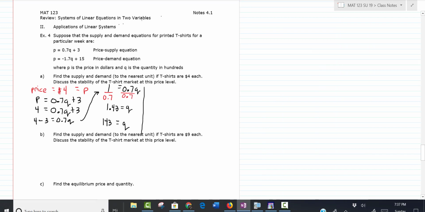All right, and then we just do the second thing, which is the second equation, P is negative 1.7 Q plus 15. Again, we want to plug in the 4. The price was given as 4. So we'll have 4 equals negative 1.7 Q plus 15. Move the 15, so you get 4 minus 15 equals negative 1.7 Q. 4 minus 15 is negative 11. So I get this. Then I can just divide both sides by negative 1.7.